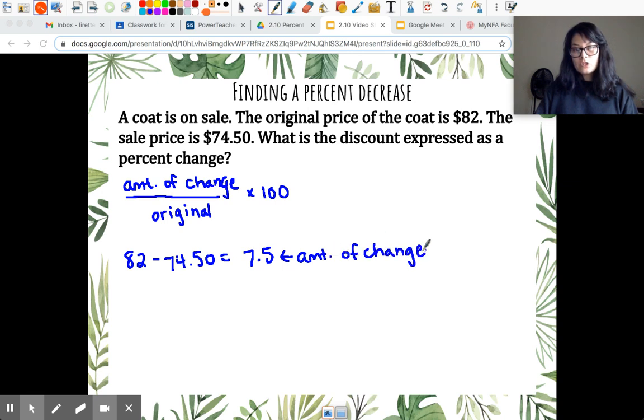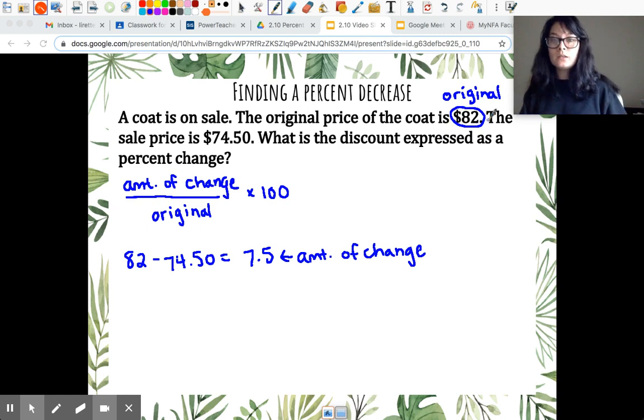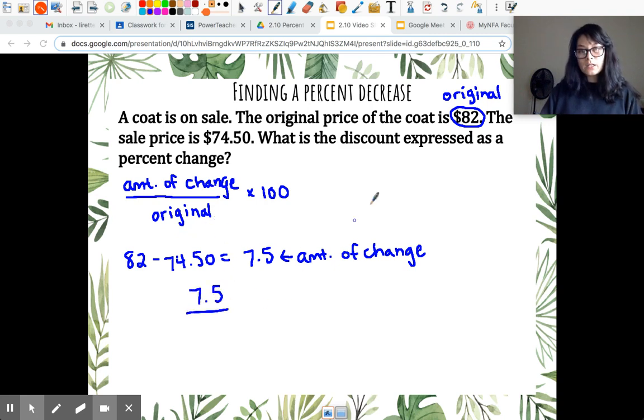Now I'm going to take that amount of change and divide it by the original amount. Here's the original. It's always the first value that we're given. Well, not always the first value, but it's always the first value in the context of the problem. So this coat, the first price was $82, but the sale price, the new price, was $74.50. So this first price here, the original price, is my original value, which will go in the denominator of my fraction. So I'm going to take 7.5 and divide it by 82. And then whatever I get, I'm going to multiply that result by 100.